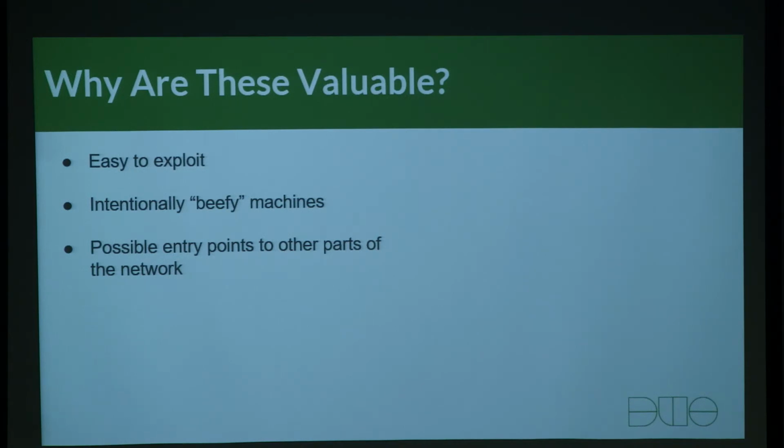You also have intentionally beefy machines. As we saw, there's a lot of memory available on these, but they're also meant to be powerful boxes. And the last is that, as we'll see, they're going to be really good entry points into other parts of the network. These usually sit behind your web server, since your web server wants to hit it, and then you also want some of your internal boxes to hit them as well, giving you a great pivot.